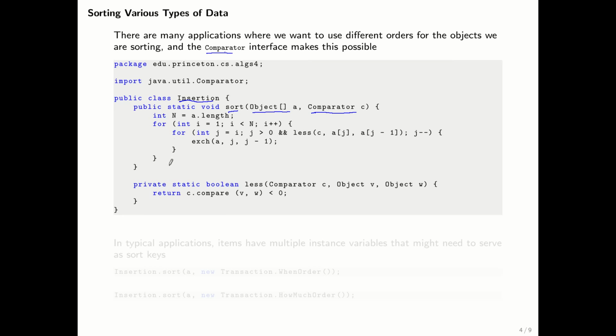So let's go through this method. We first get the length of the array A as n, and then i goes from 1 all the way up to n, and for each such i, j starts at i and it goes backwards. As long as j is greater than 0 and the element at j is strictly less than the element at j minus 1, then we simply exchange the elements at j and j minus 1. This is the classic insertion sort.